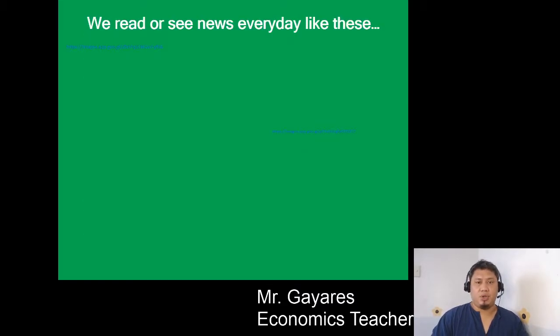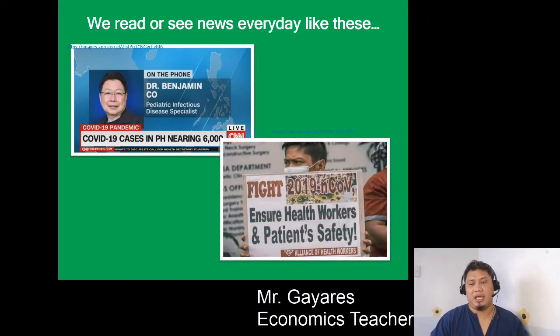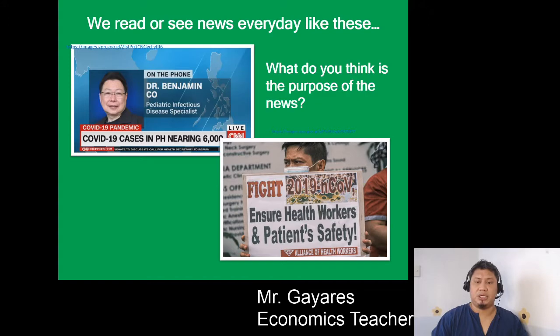Okay? So we read or see news every day, like when you're watching television, reading newspapers, or getting your news from social media platforms like Twitter, FB, or YouTube. These are some news that we normally see nowadays because of the pandemic. We have an example about COVID-19, and also news about the fight for protection of our health workers. Now, the point is, what do you think is the purpose of the news? Why do we have news in the first place? What are its goals? Why do they have to show that?